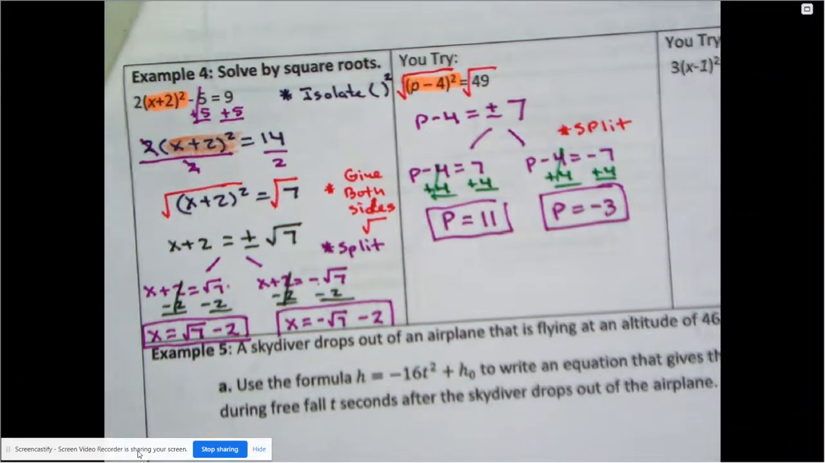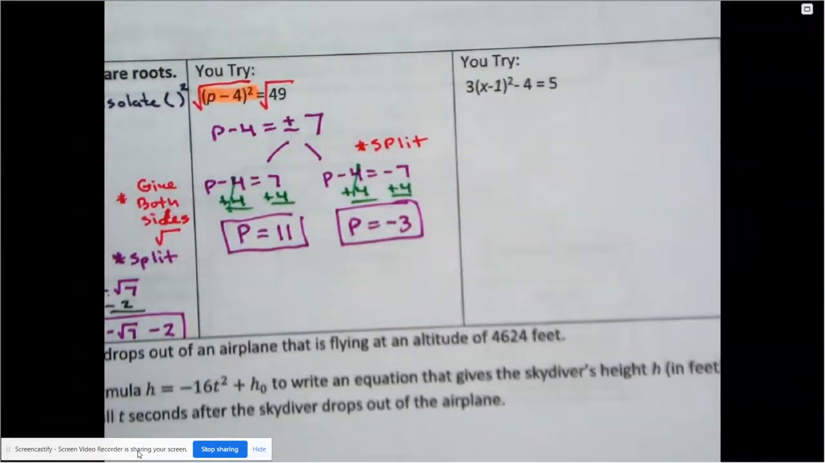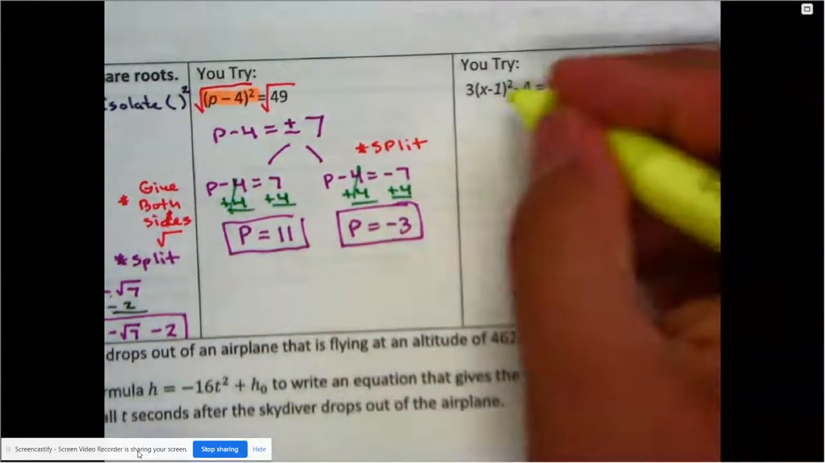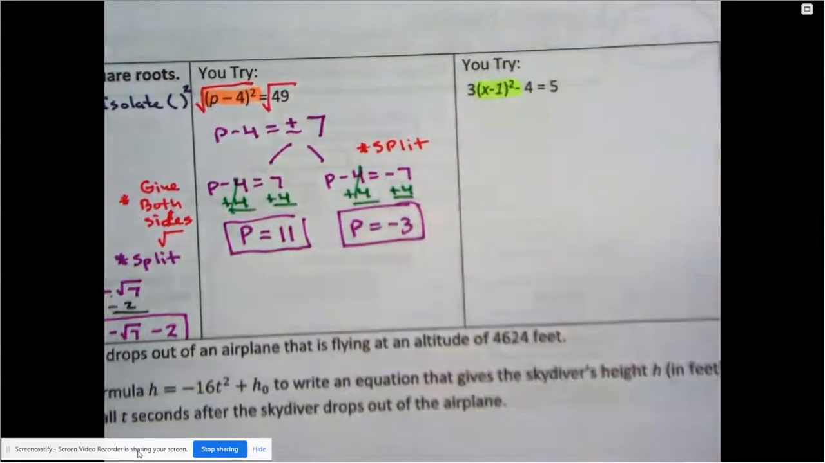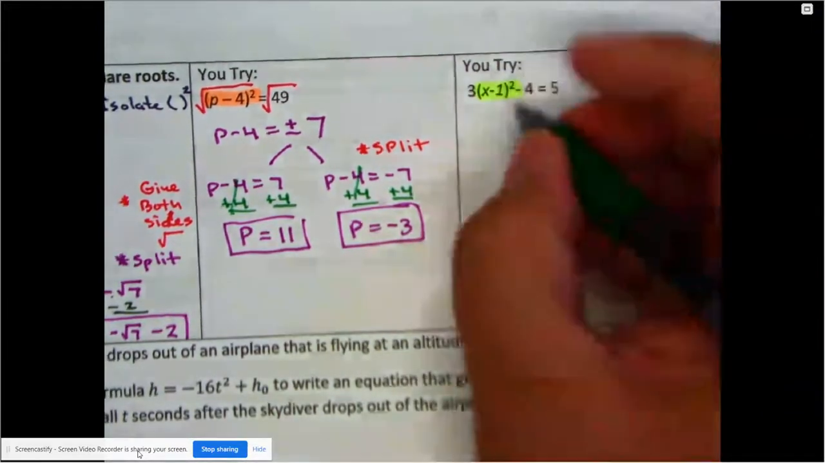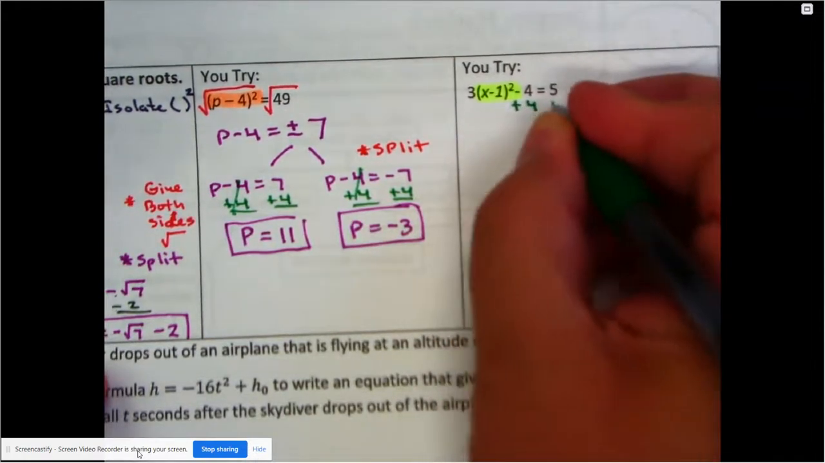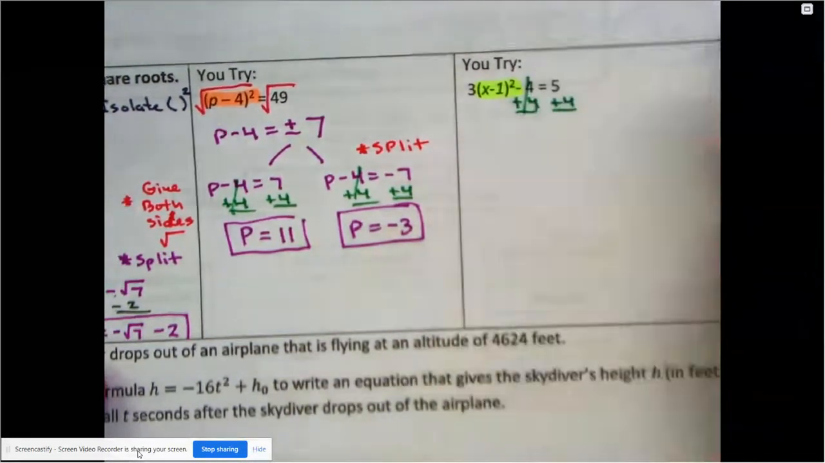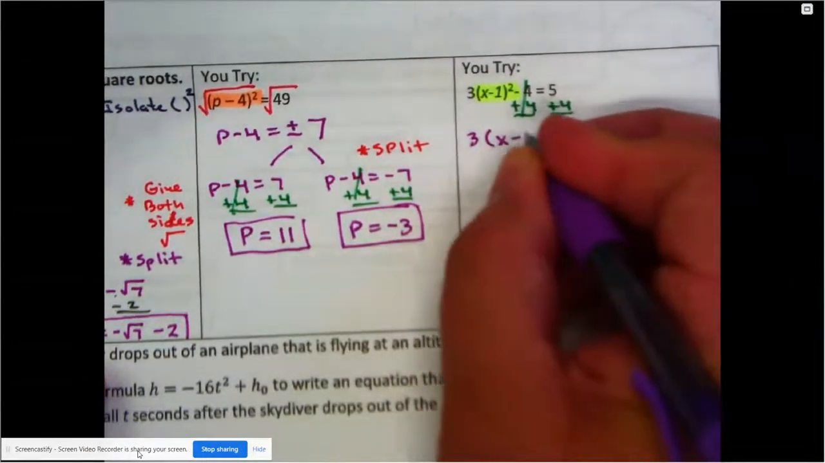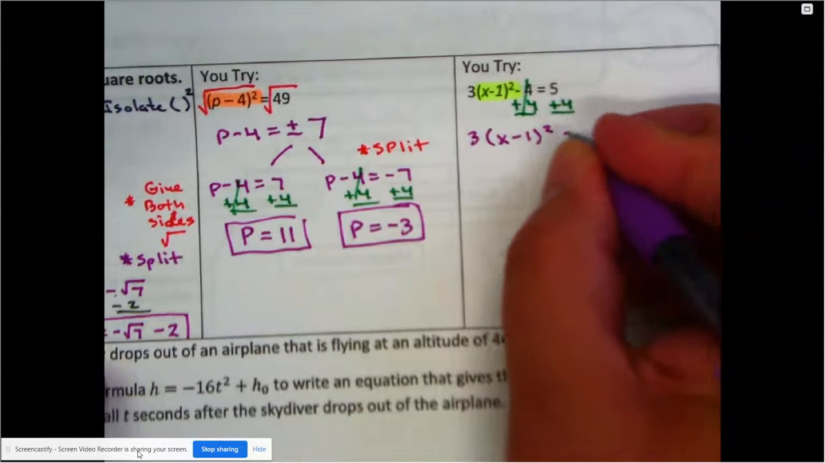So let's try this one here, last one. When I look at this one, yes, I see that parentheses with a power 2, and that's my goal. I want to get that all by itself first, but I have to get rid of everybody else. So I'm going to add a 4 to both sides to begin with. So let's see what happens with this one. We end up with 3x minus 1 squared is equal to 9.